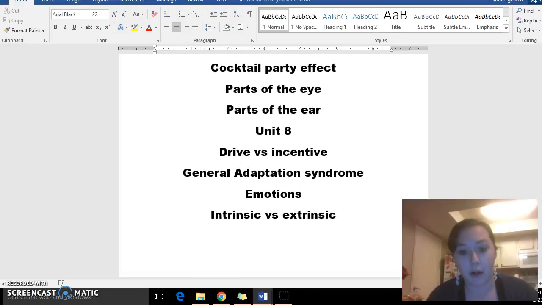Now, the cocktail party effect, it's also called selective attention, where you're able to focus on one voice in a crowded room. Make sure you know what that is. Parts of the eye, parts of the ear, very important. You'll not only need to know the major parts, there is no labeling. However, there are several questions that describe a part of either the eye or the ear and ask you what part is being described here. So I would definitely review the functions of both of those.